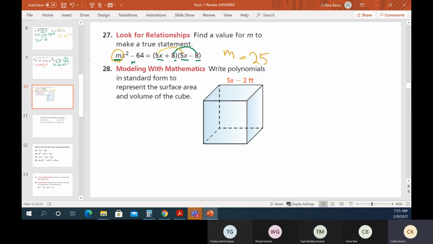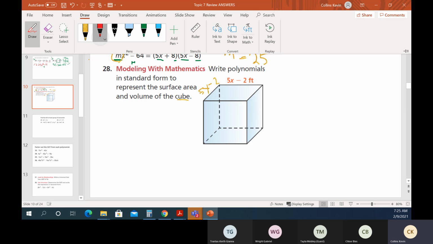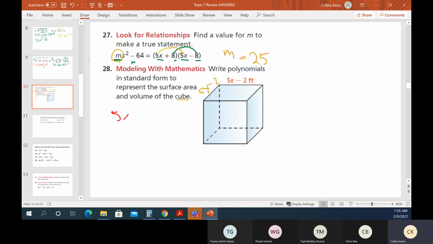So let's just talk about this. So this is obviously a cube. The nice part about a cube is all the sides are the same, right? Okay. So if this side is 5x minus 2, that makes this side 5x minus 2. Okay? So area is length times width, right? So then this would be 5x minus 2 times 5x minus 2, which is 5x minus 2 squared, right?